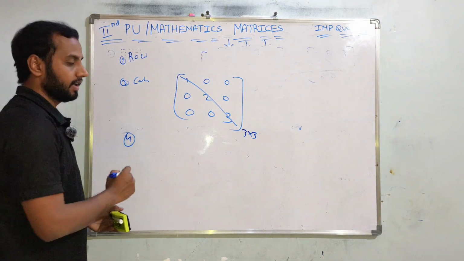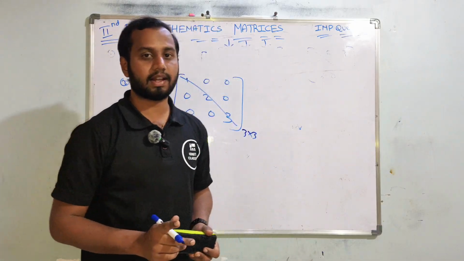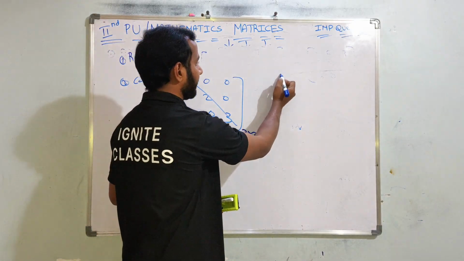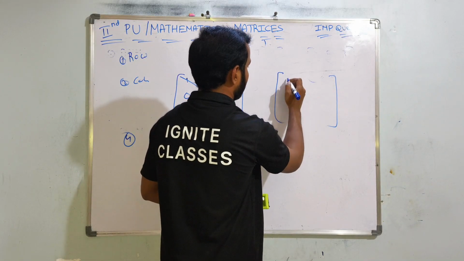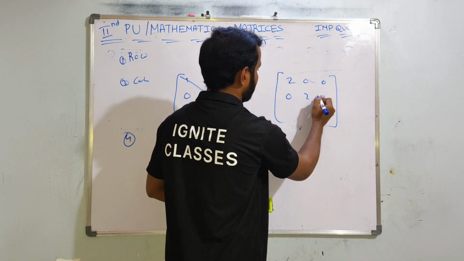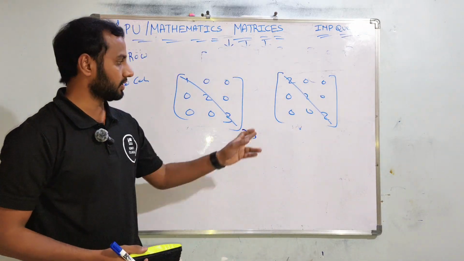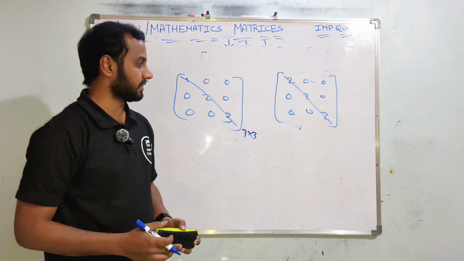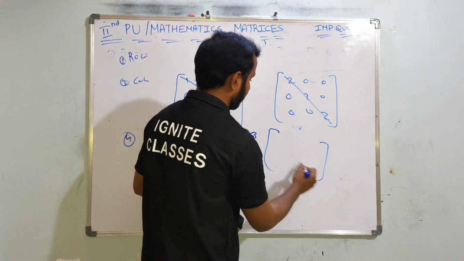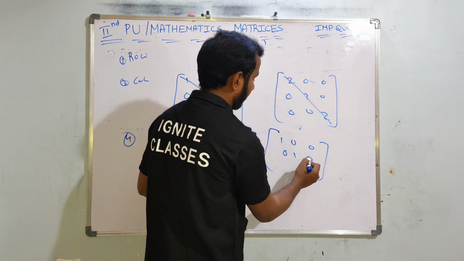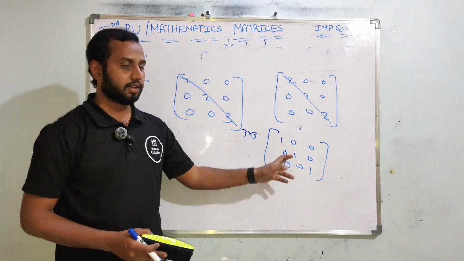The fourth one is your scalar matrix. What is a scalar matrix? A diagonal matrix whose diagonal elements are equal. For example, 2 0 0, 0 2 0, 0 0 2. Here all the diagonal elements are 2. So this one is known as a scalar matrix. Now next comes your unit matrix. A diagonal matrix in which all the diagonal elements are equal to 1. A diagonal matrix in which all the elements on the diagonal are 1, what do we call it?